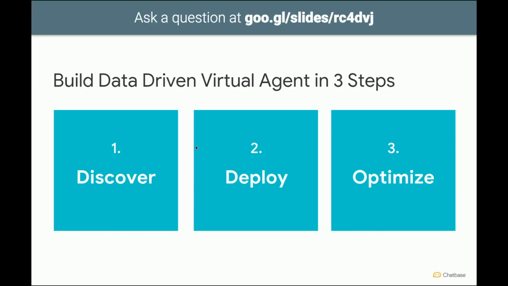Okay, so the rest of this presentation, we're going to talk about the 3 steps for building a data-driven virtual agent. So it starts with the discovery part, where you're discovering in the live calls and chats what to build and how to build. And then there's the deployment to your virtual agent. And then finally, there's optimization. Once it's out there in the wild, you want to be improving it and continuing to make the experience better.